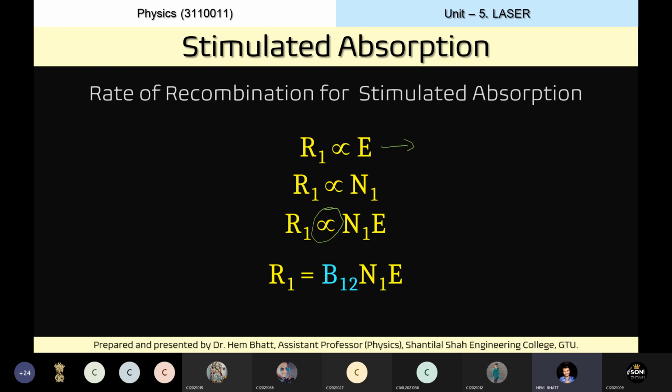What is E? Number density. Number density of photons. What is N1? Number of electrons in ground state. Very good. Number of atoms, I would say, in ground state.